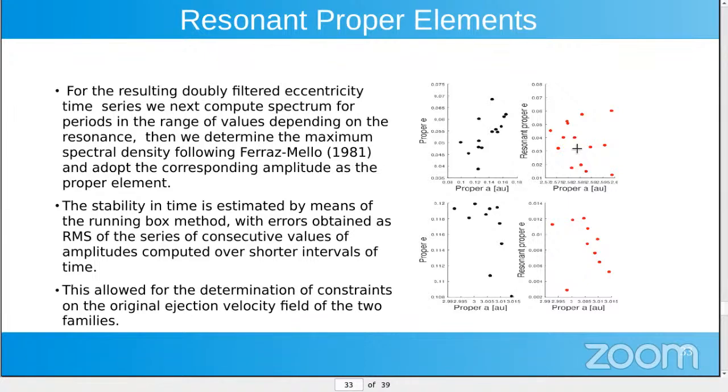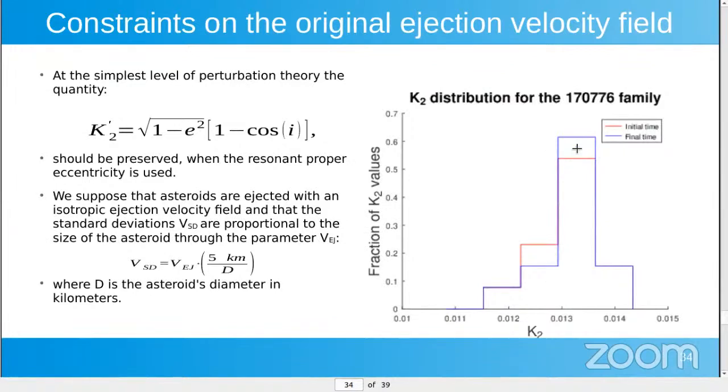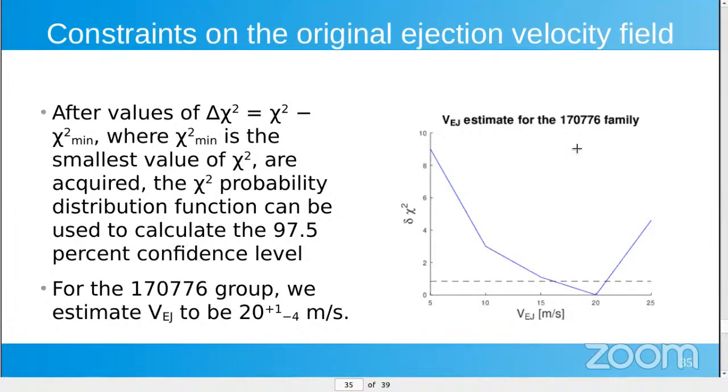And once we apply this procedure, which only applies to the eccentricity, we can actually use these new values of eccentricity to obtain the conserved quantity for this type of secular resonance, which is the same as for the ν6. We apply the methods that we saw for obtaining an estimate of the ejection velocity field. And we found that, again, the ejection velocity field is of the order of a few tens of meters per second, which is typical of small asteroid families. For the 170,776 group, the ejection velocity was 20 plus 1 minus 4 meters per second. It was small.